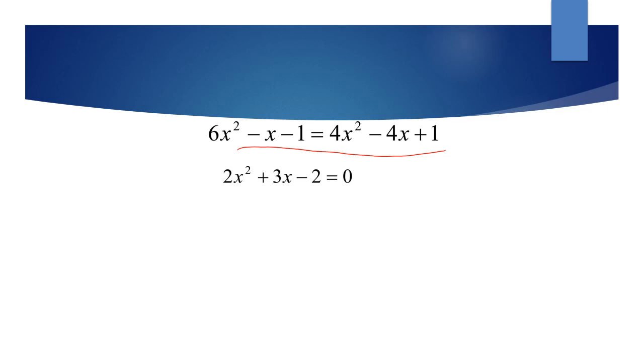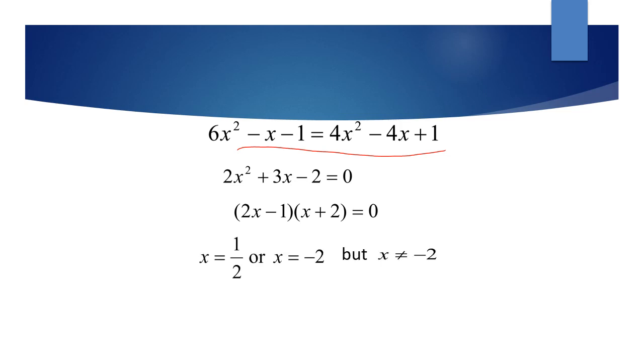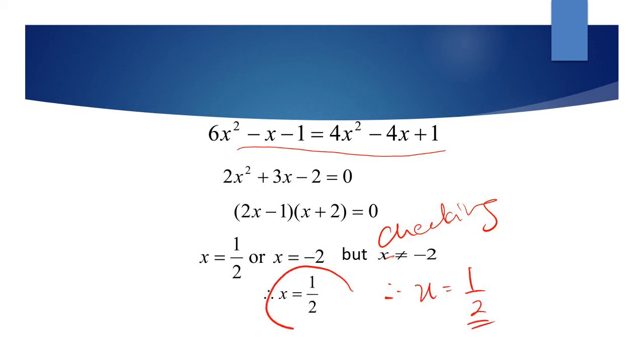So to solve a quadratic equation, we just have to factorize. Use your calculator, you get 2x minus 1 multiplied with x plus 2 equal to 0. So x equal to 1 over 2 or x equal to negative 2. But after checking, x equal to negative 2 is not the answer. It is not satisfying the question. So the answer should be x equal to 1 over 2 only. Okay, so this is the answer. So that's why we have to check every time we finish doing such equations.